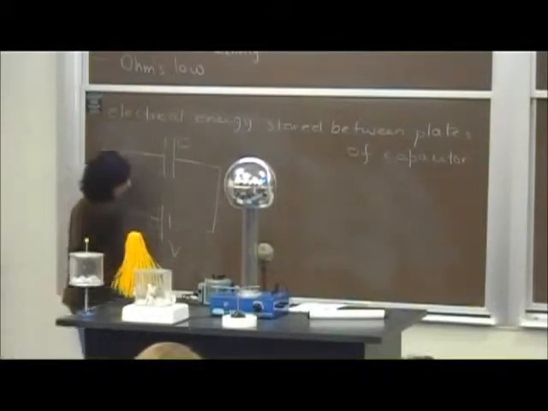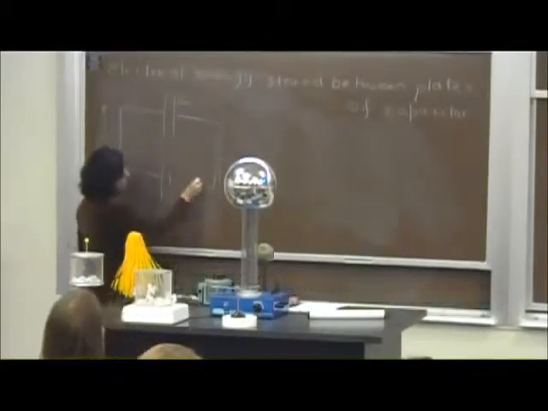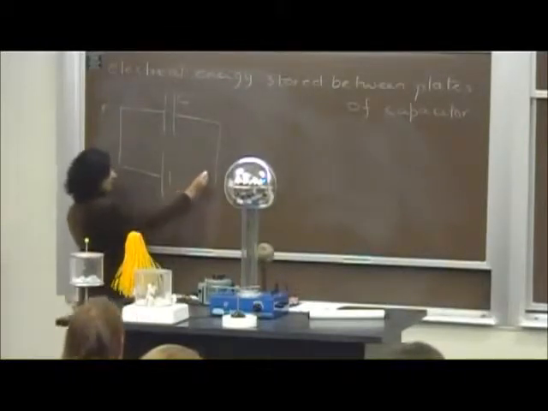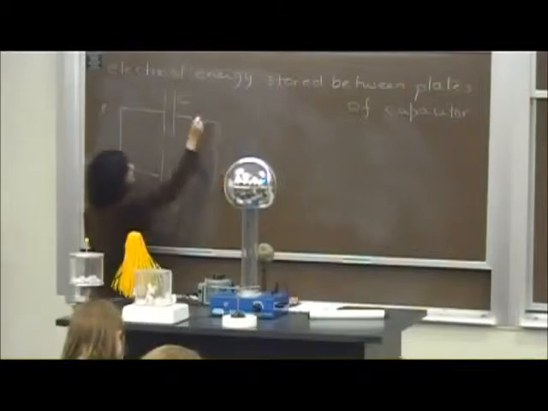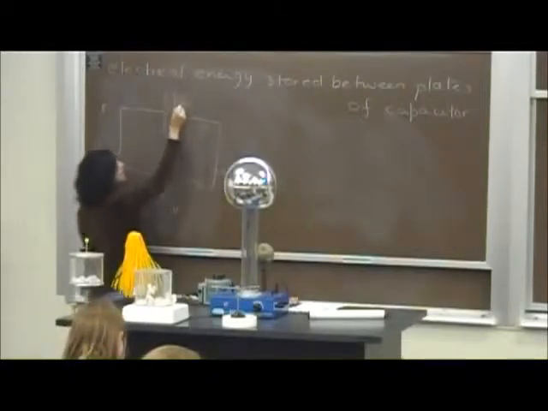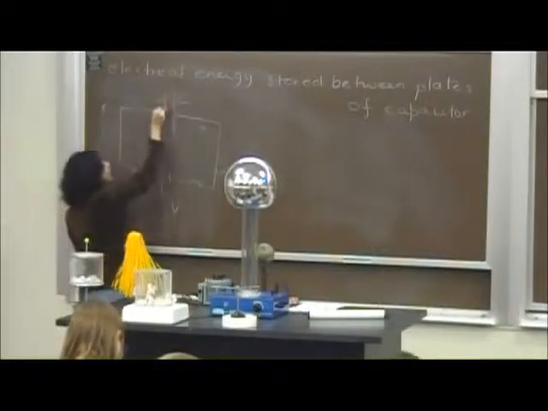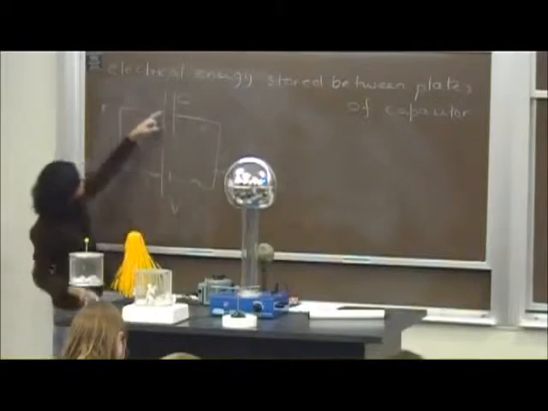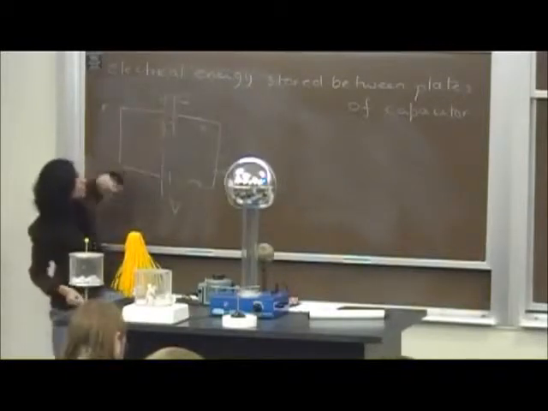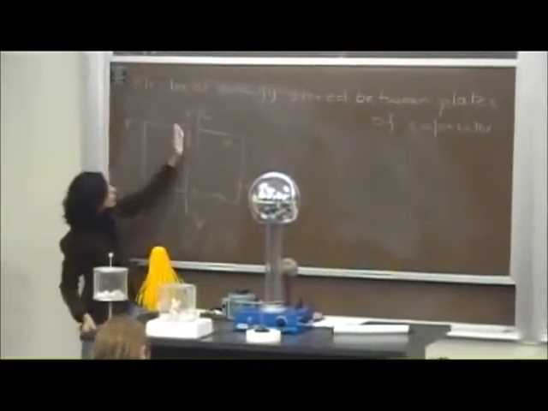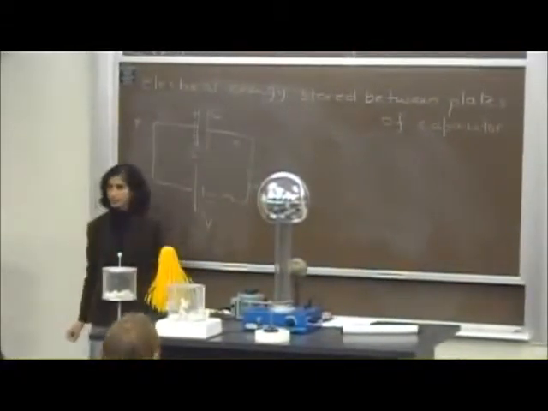As soon as I close this switch, the circuit is complete now. Electrons will start flowing like this, start accumulating on this plate. Where did these electrons come from? They came from this plate. So this plate now has fewer electrons, so it's positively charged, and there's an equal amount of negative charge there. So there is a charge building up, plus Q on this plate, minus Q on this plate.